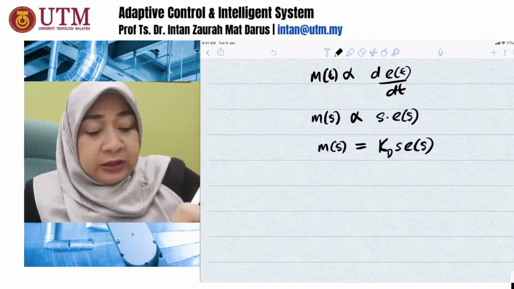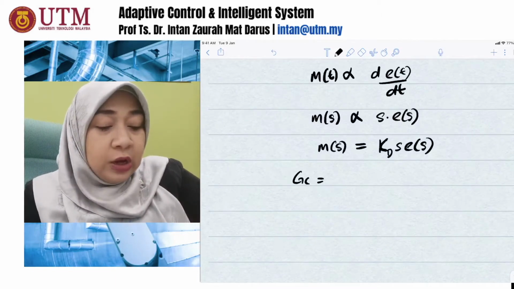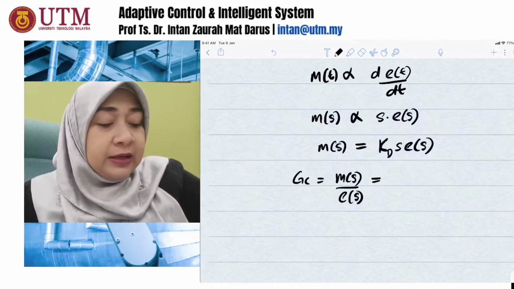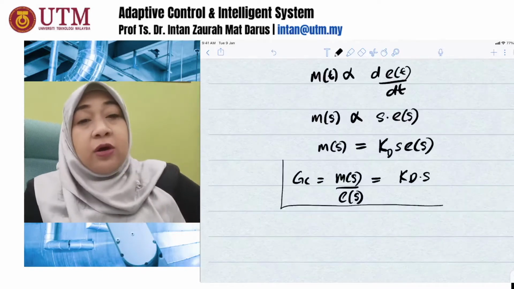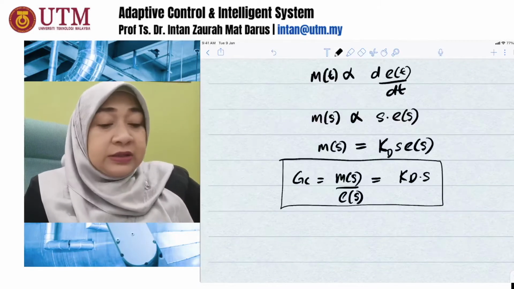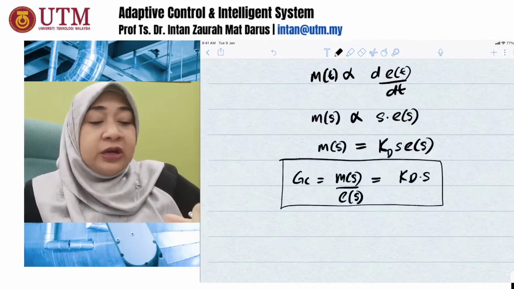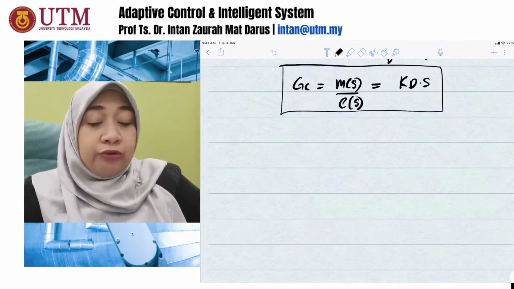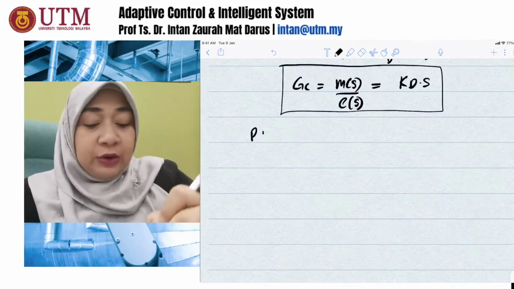Again, if I write the controller transfer function Gc, it equals the output divided by the input of the controller, and that will leave me with Kd multiplied by s. So this is your derivative controller for PID. Simply, if I want to have a PID, I'll just add all these things together. I've shown it one by one, but the PID controller is actually a combination of all these three.